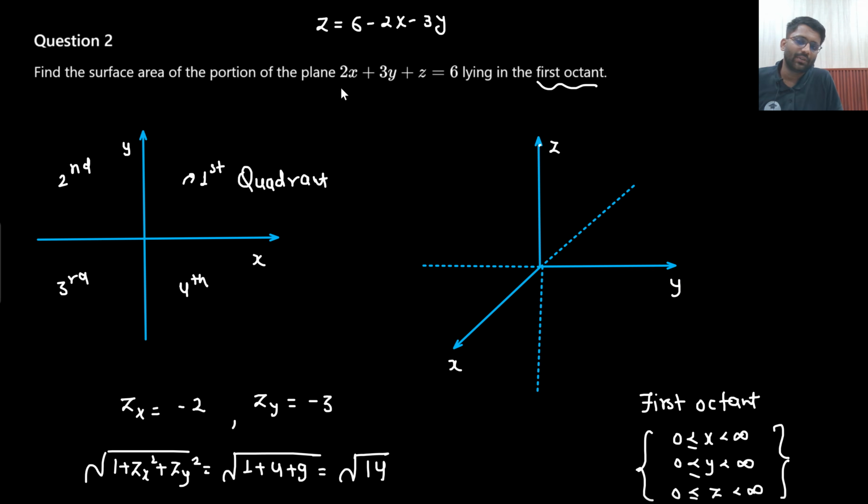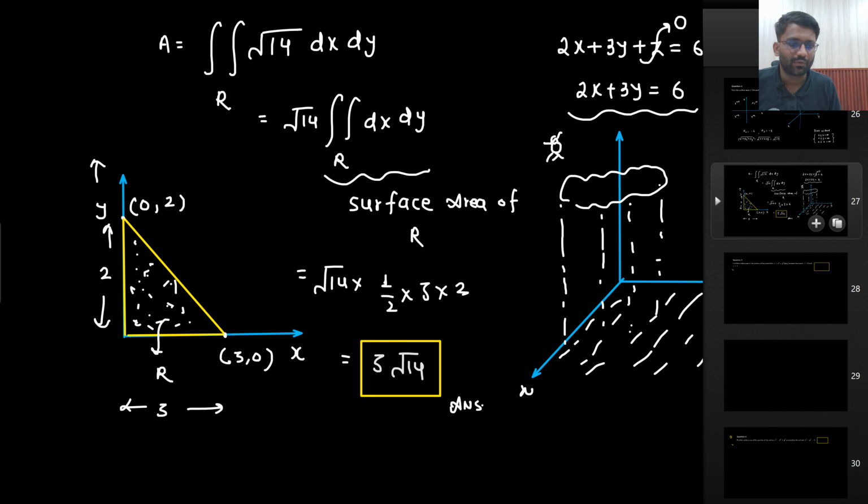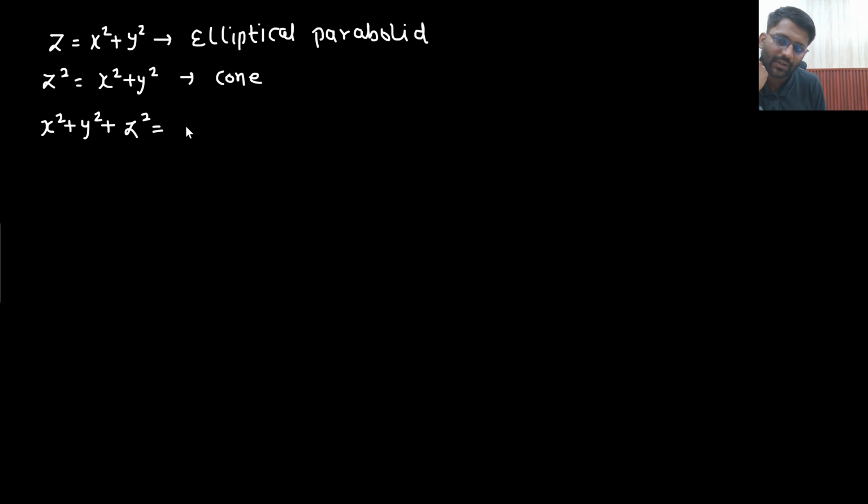Is that clear? Now let's draw this one. What all 3D structures do we know how to draw? Which 3D structures are you comfortable with? Sir, I am comfortable with z equals x square plus y square. Do you know how to draw it? Yes sir, it is an elliptical paraboloid. I already know how to draw it. Do you know what z square equals x square plus y square is? Yes sir, it is a cone. Do you know what x square plus y square plus z square equals some constant, let's say a square, is? Yes sir, this will be a sphere. That also I am already comfortable with.